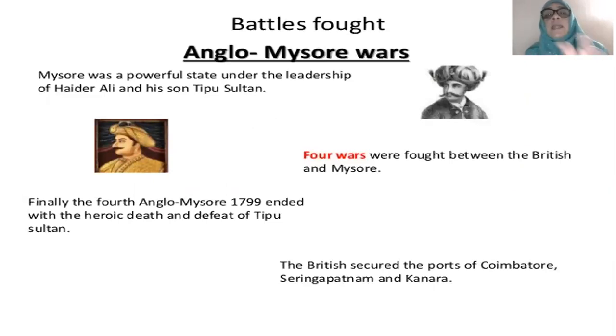The Anglo-Mysore battles were fought, and Mysore was a powerful state under the leadership of Hyder Ali. Hyder Ali was the father of Tipu Sultan, right? He fought the battles, he kept on winning the battles. Tipu Sultan was known as the Tiger of Mysore. We kept on winning under him also. And the Britishers really wanted to take over the power, and Mysore was the main hub. Then Tipu Sultan lost the fourth battle and he was defeated. Then the British took control of Mysore also.